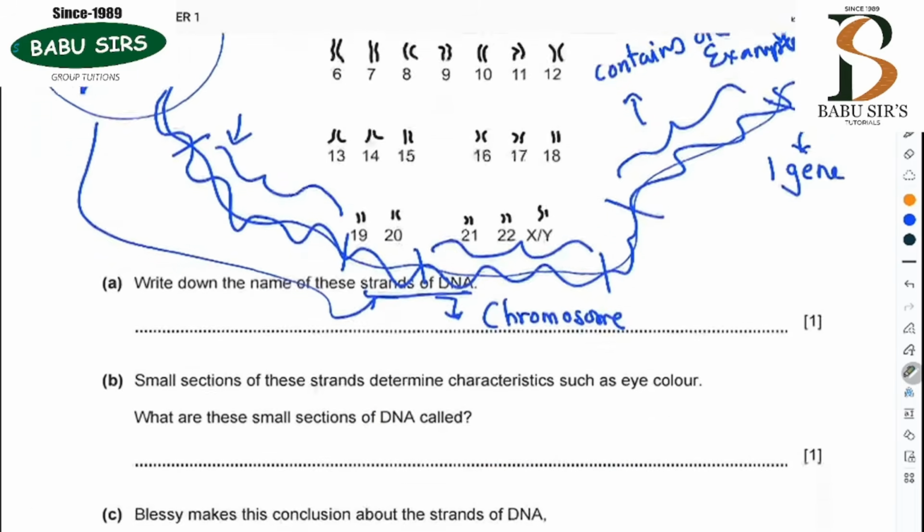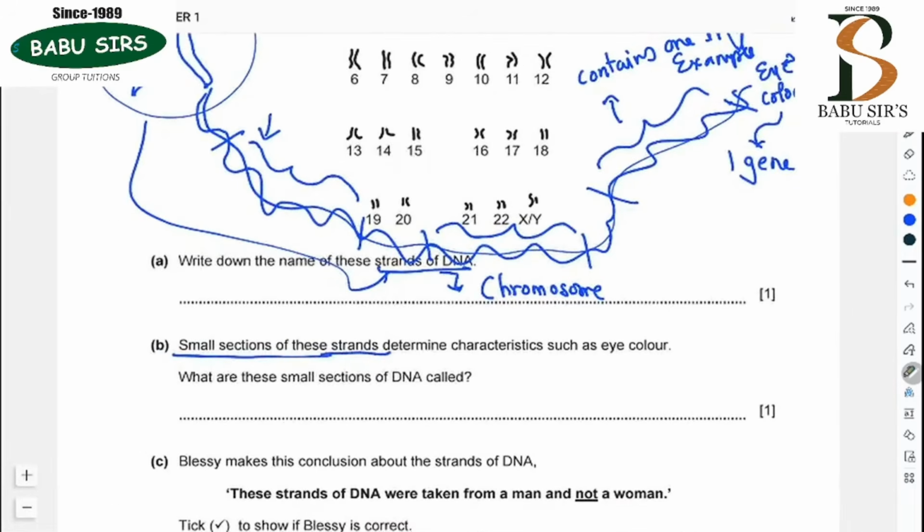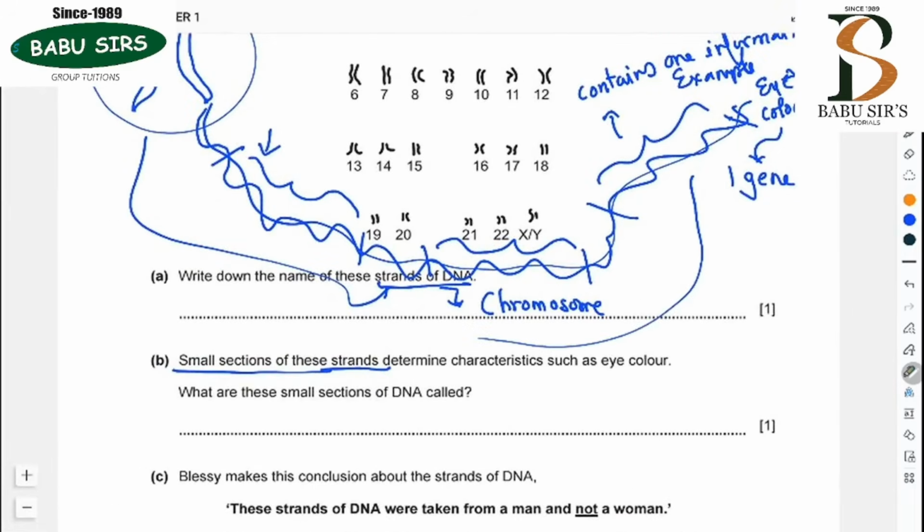So if you see the next question, small section of the strand. So if you see here, this is a small section of the strand, and it shows you information about one particular feature, for example, the eye color. Now what are these small sections called? These small sections are called genes. Now we'll go to the next section.